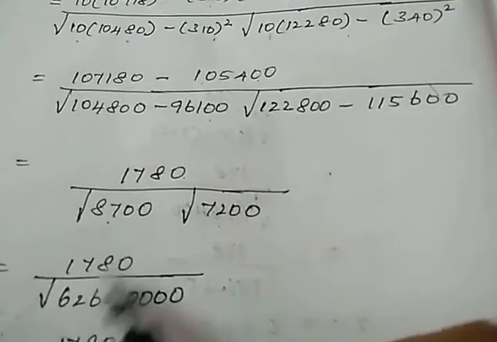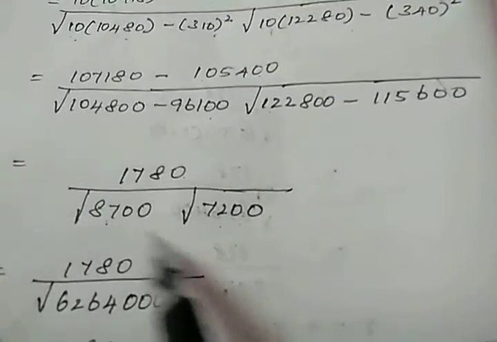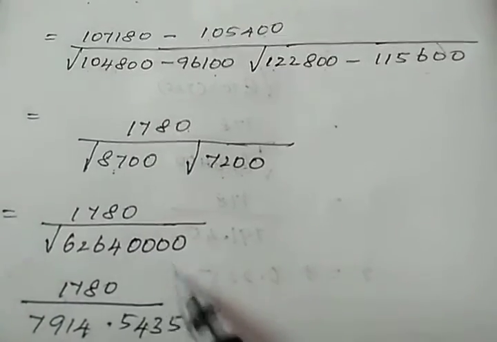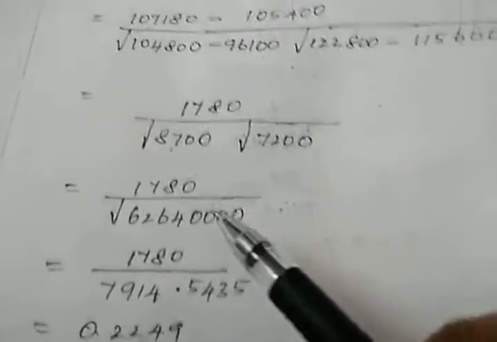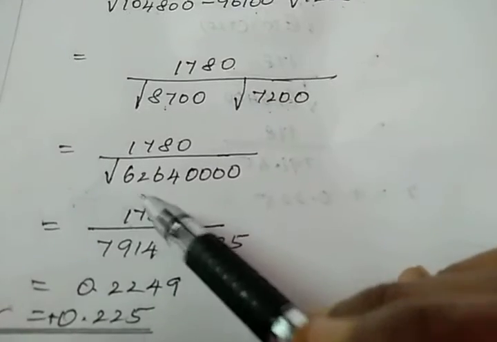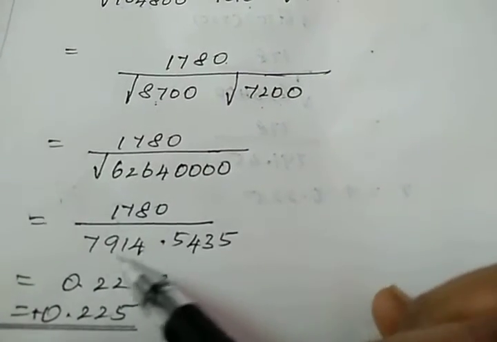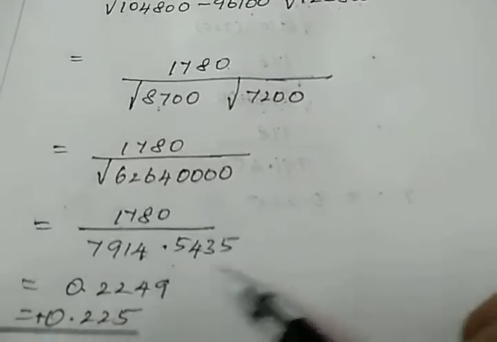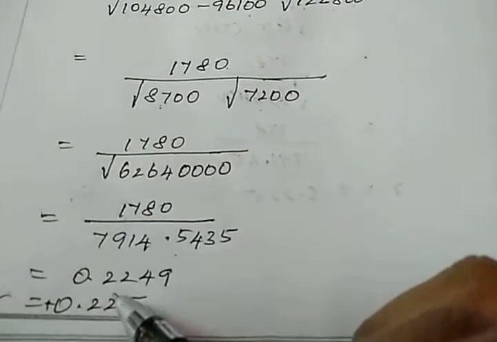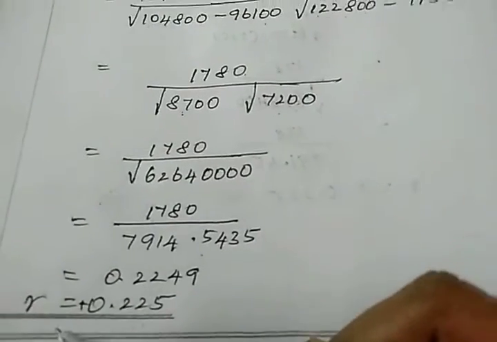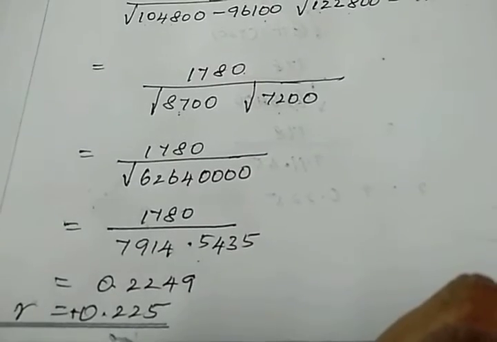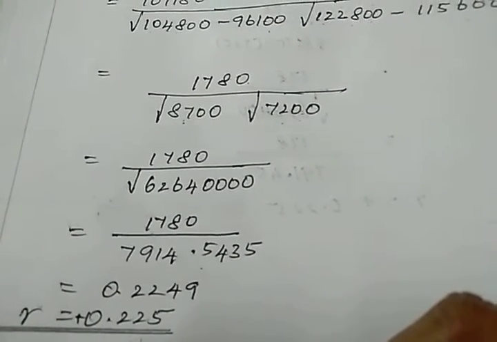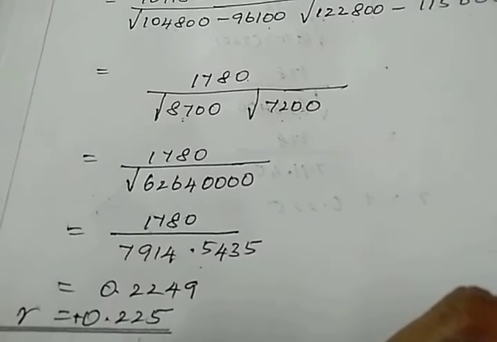Now take the root common and multiply these two numbers. You will be getting 6264 followed by 4 zeros. So 1780 divided by the square root of this number on the denominator, you will be getting 7914.5435. Now divide and round off, you will be getting the same answer as the previous method. So that's all about sum number 5 in exercise number 9.1.